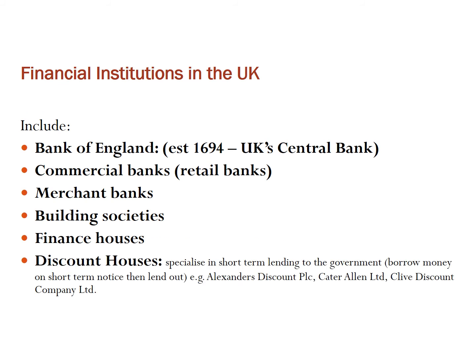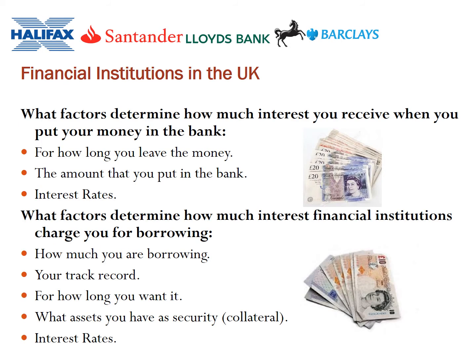How about discount houses? Discount houses specialize in short-term lending to the government, okay? So they usually borrow money on short-term notice and lend them out, okay? So if the government needs money quickly, you go to a discount house. For instance, Alexander's Discount PLC, Carter Island Limited, Clive Discount Company, right? So it's short-term lending. Right, now this might be important to you as an individual, right?